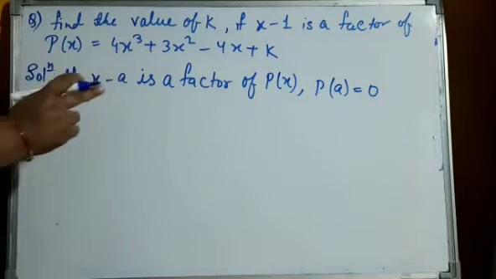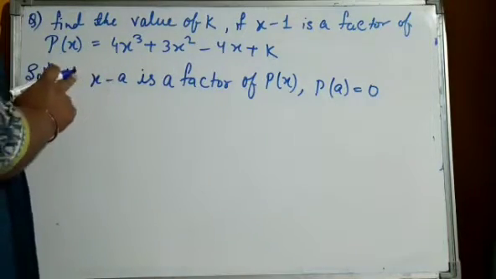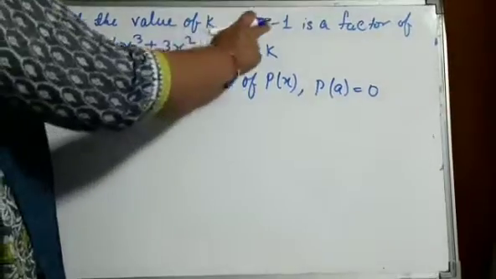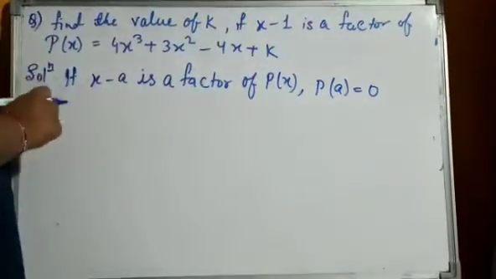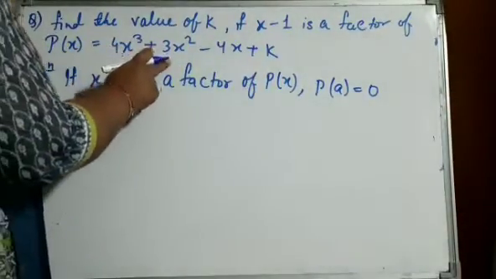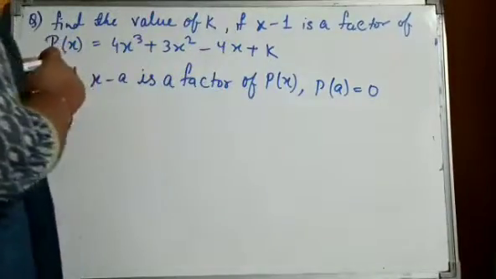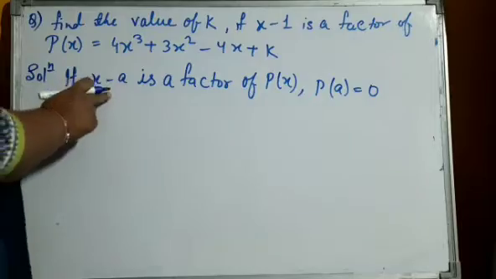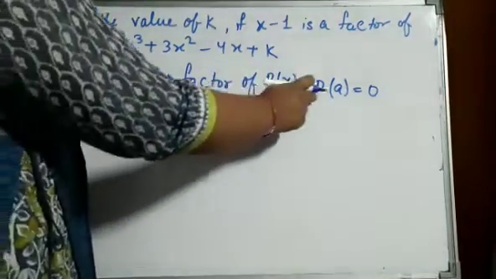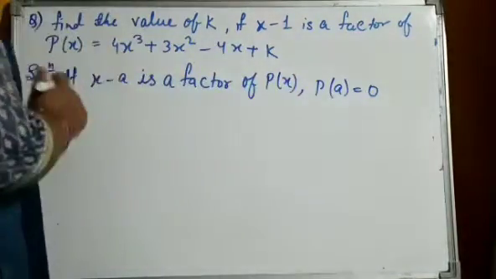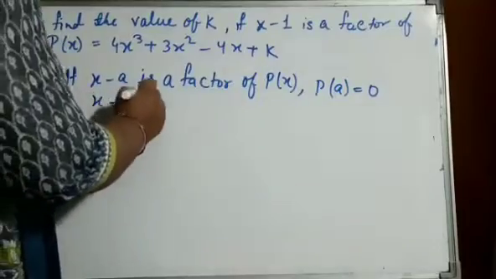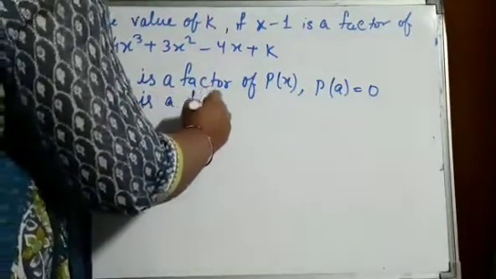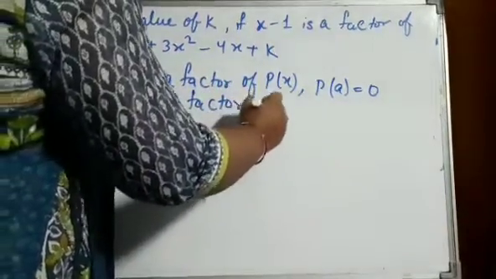See students, some questions based on the factor theorem. The first question is: find the value of k if x minus 1 is a factor of P(x) equals 4x cubed plus 3x squared minus 4x plus k. Just now we studied in the factor theorem that if x minus a is a factor of P(x), P(a) must be 0. Here in this question, x minus 1 is a factor of P(x).